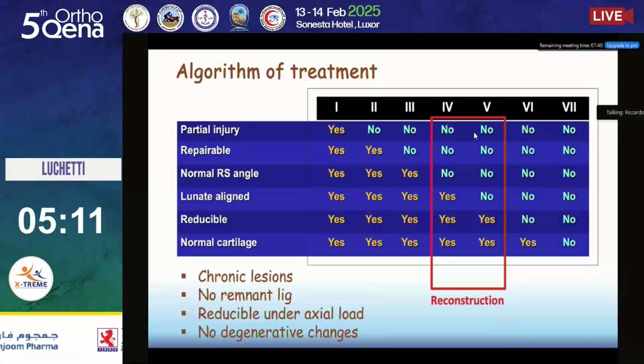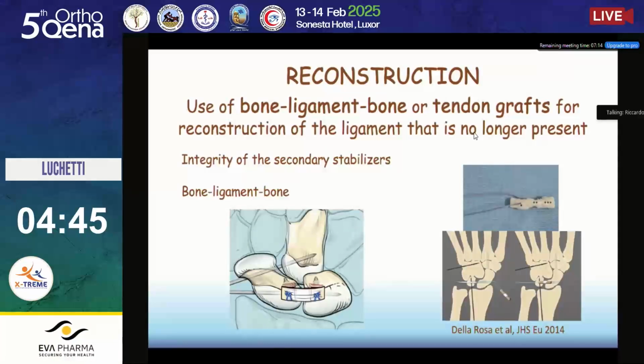What can we do for the reconstruction? A lot of possibilities. This is valid for the chronic lesion. There is no ligament absolutely, so you have to reconstruct completely with tendon or the internal brace, with reducible carpus, axial loading, and no degenerative changes. This is mandatory. If you have damage, degenerative changes, and it is not reducible, you cannot do that. This is bone-ligament-bone proposed by Quenu. We used that several times.